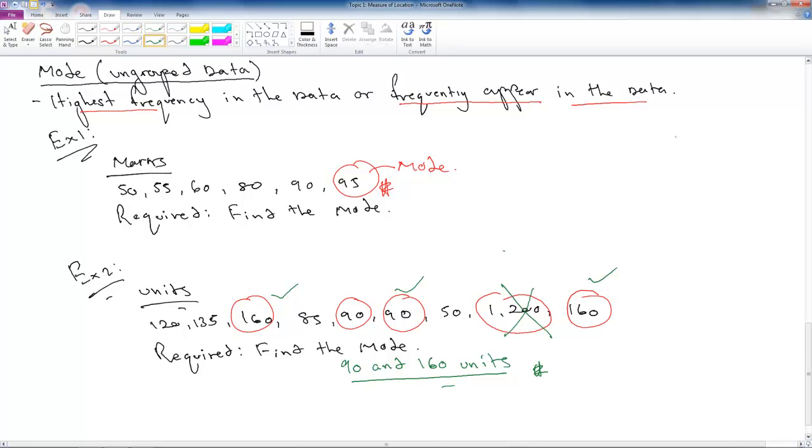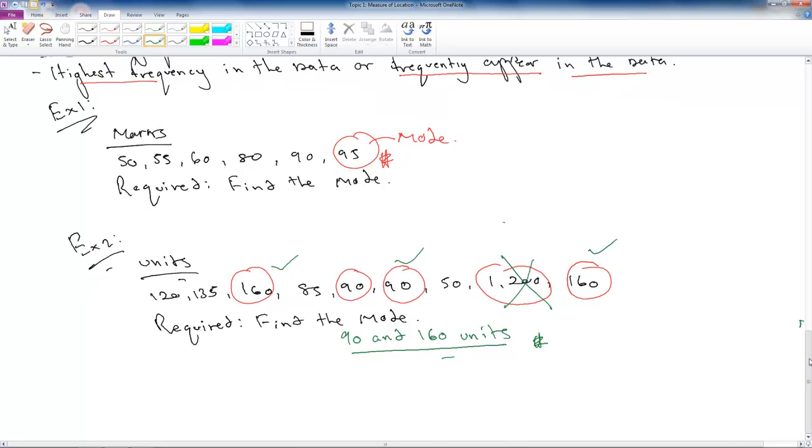So it's just that follow the theory and we get the answers here for the mode ungrouped data. No formulas for ungrouped data.